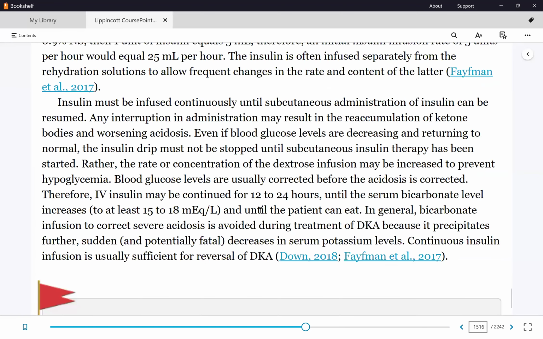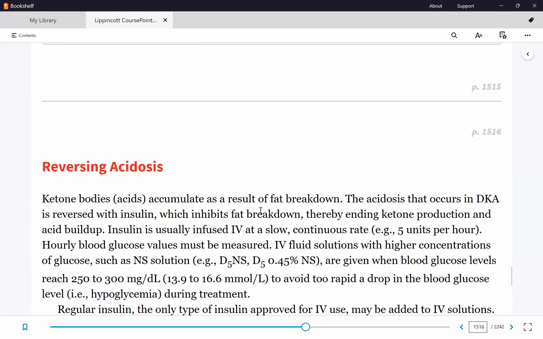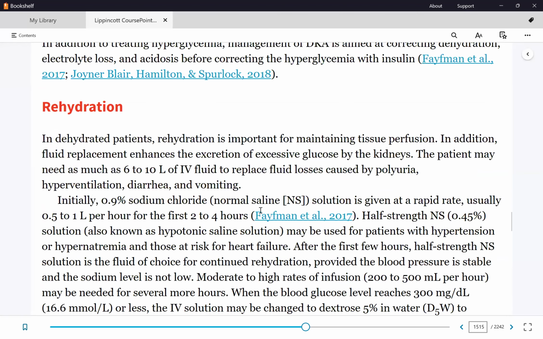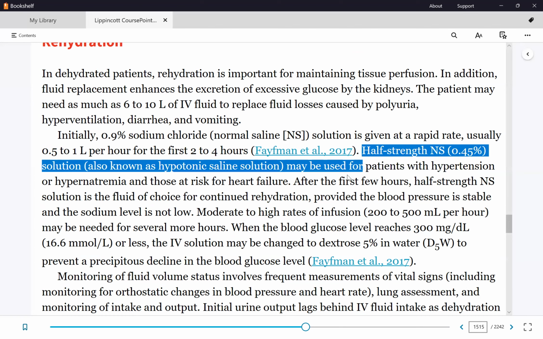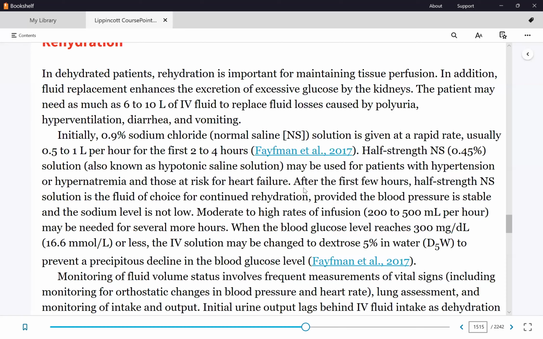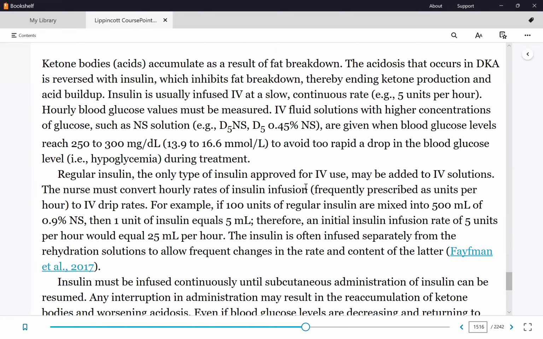Okay, so now this is all in the first hour. Let's say 1 hour later, the NS is finished. The bag of saline is now finished. Now what will happen next? It's empty. The bag's empty. The doctor ordered half normal saline. Now, let's go back here to reversing acidosis.